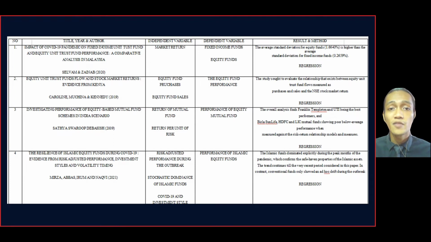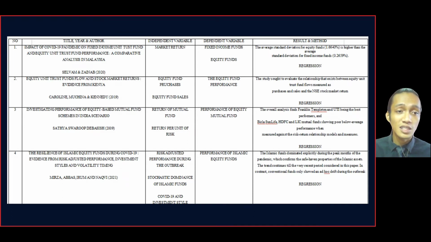In this study, the independent variable is market return, and the dependent variables are fixed income funds and equity funds. And the result of this study is that the average standard deviation for equity funds, 1.664%, is higher than the average standard deviation for fixed income funds, which is 0.2656%. And the method used in this study is regression.